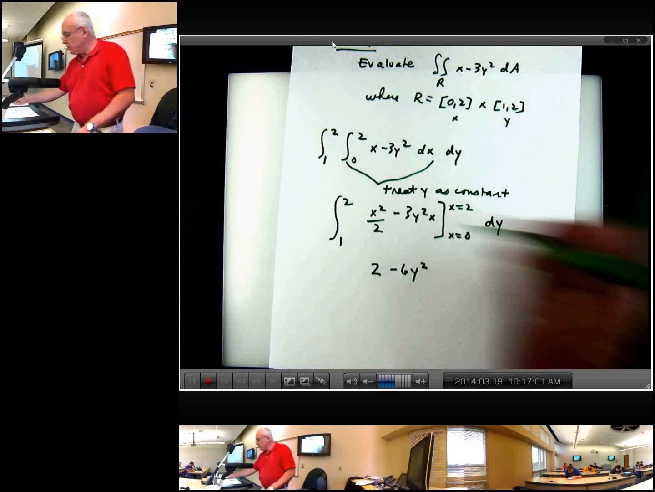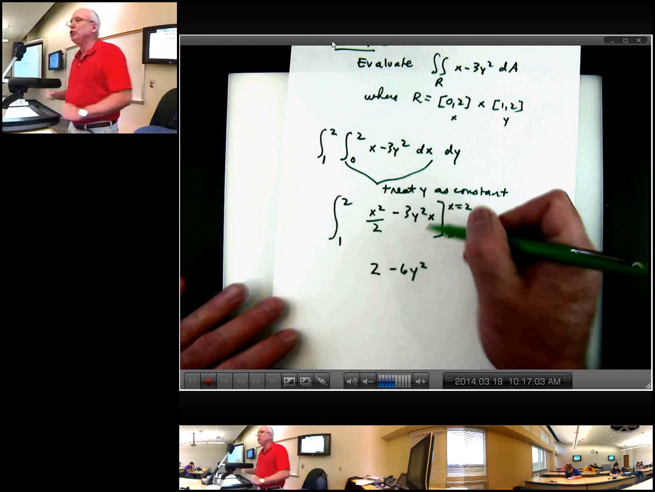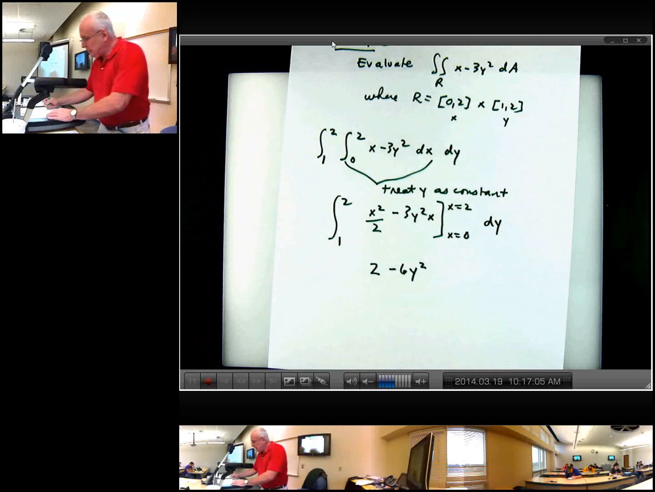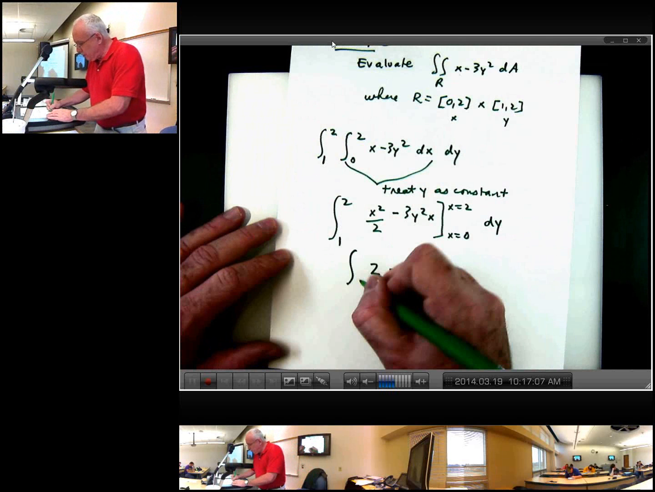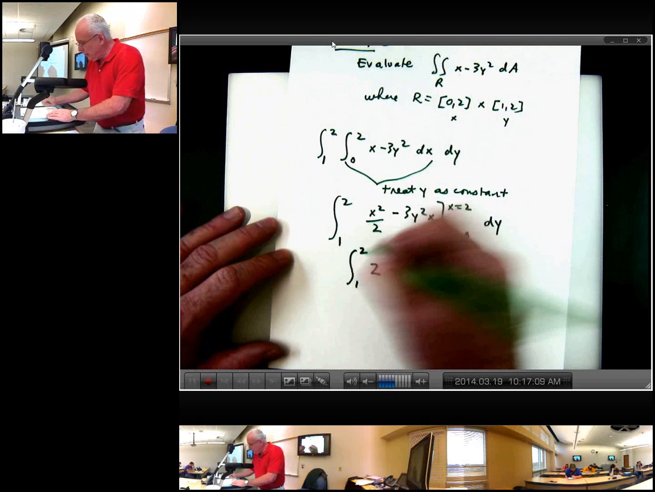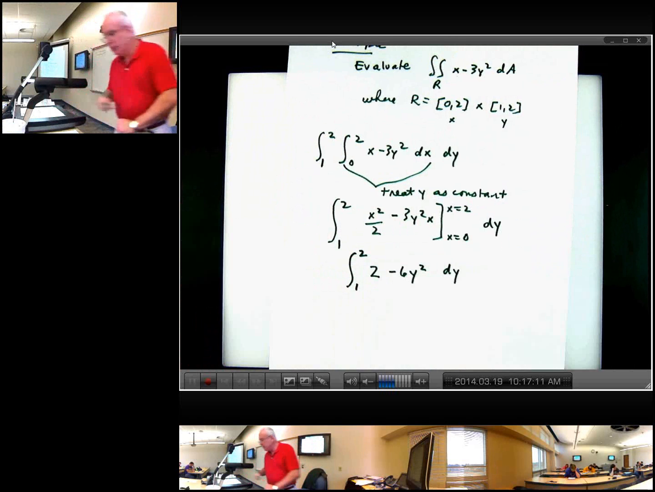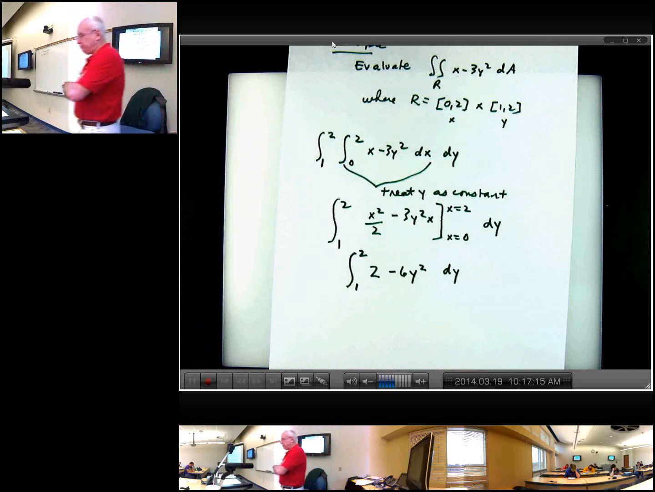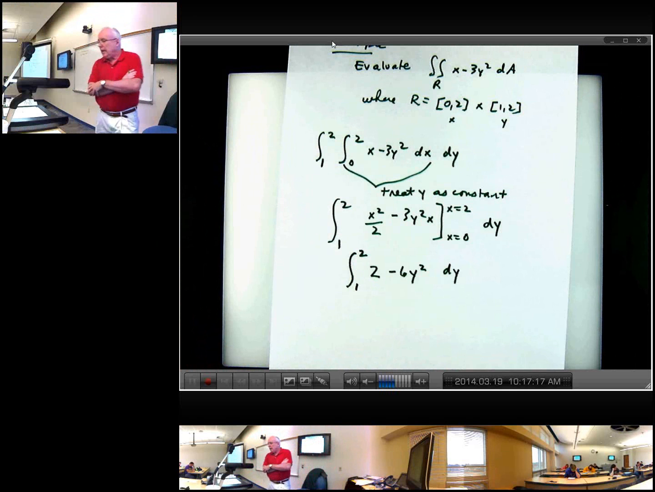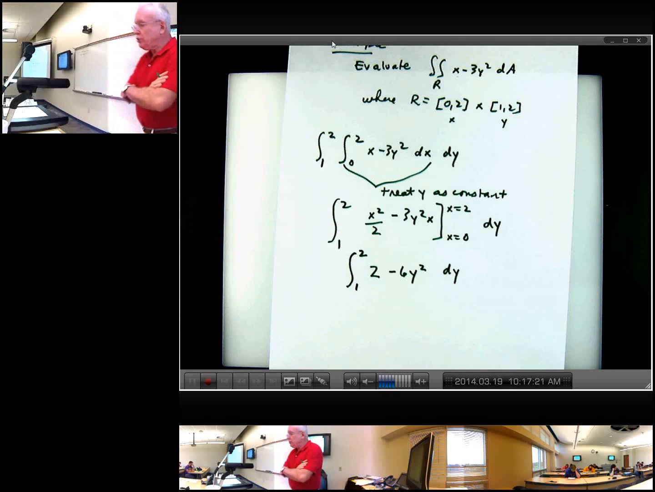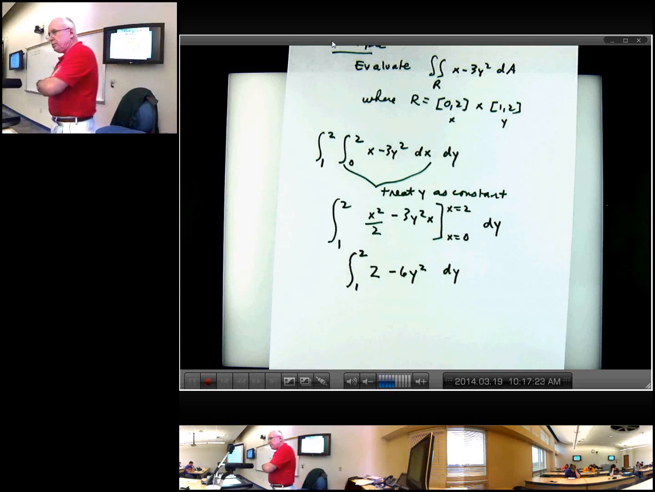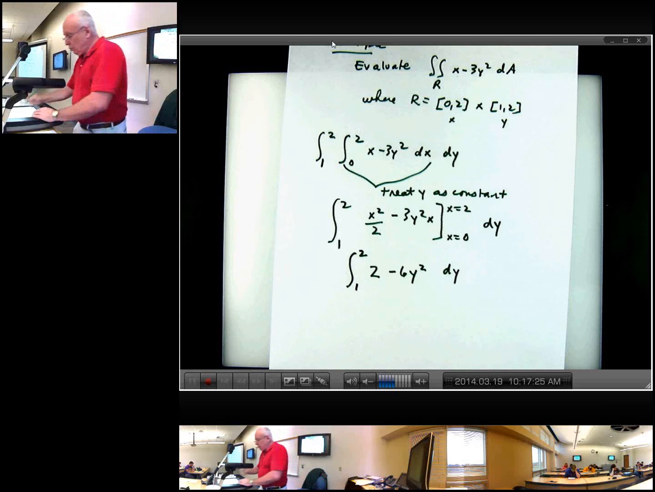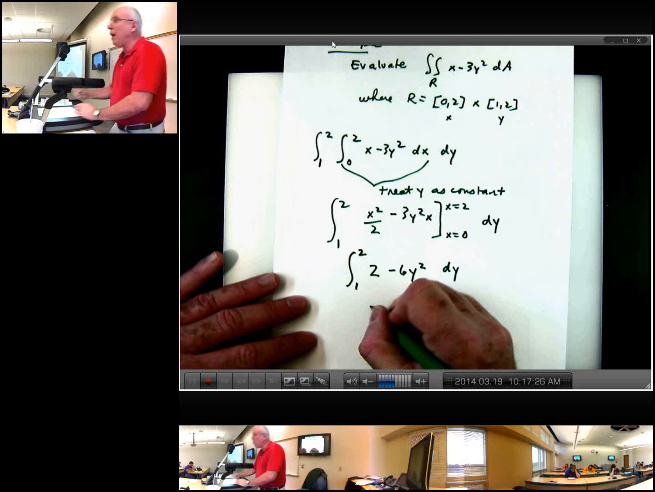And then, of course, 0 on the bottom will just be 0. And so that's what we get from the first integral, and now we keep that inside of our second integral from 1 to 2 dy. All right? And now we notice we just have y's now, so I just take the antiderivative with respect to y. So 2 is going to become 2y.